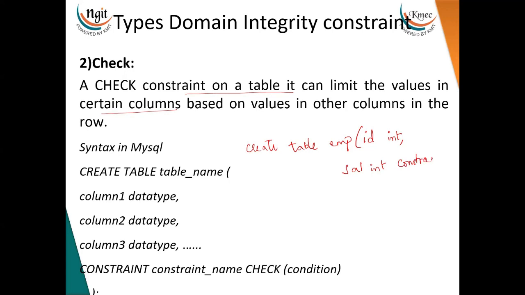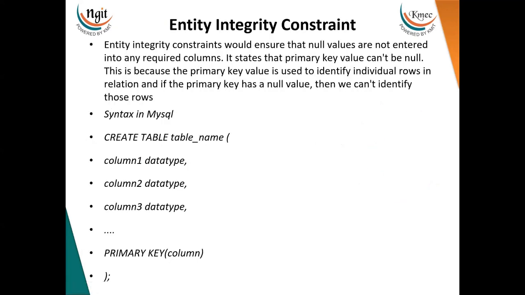Constraint, then the constraint name. Let the constraint name be check constraint. And the condition that I'm applying for this salary attribute is that the values the user inputs for this attribute must be greater than or equal to 50,000. If the user tries to input values less than this range, then it is not going to accept.